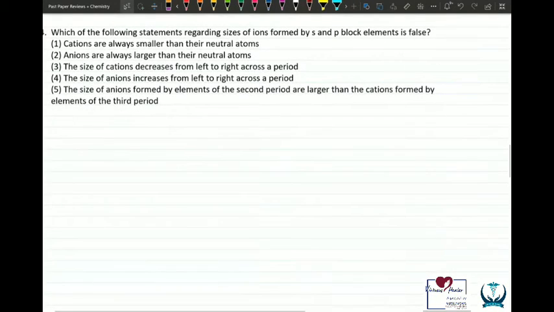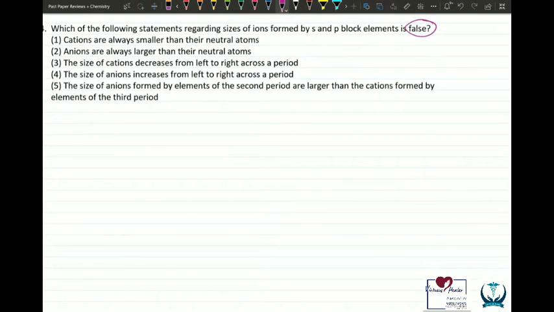Question number 4. Which of the following statements regarding size of ions formed by S and P block elements is false? Cations are always smaller than the neutral atoms. This is true, as now they have released an electron. The protons exert a larger attractive force towards the rest of the electrons, making the ion smaller. So this is true. Anions are always larger than the neutral atoms. Similar explanation, whereas now they have gained an electron and now there are more electrons than protons, and the attractive force of the protons is not as strong as before.